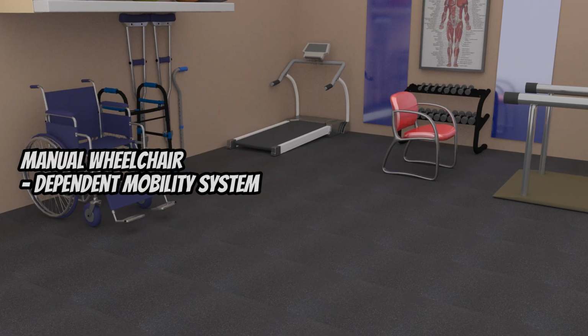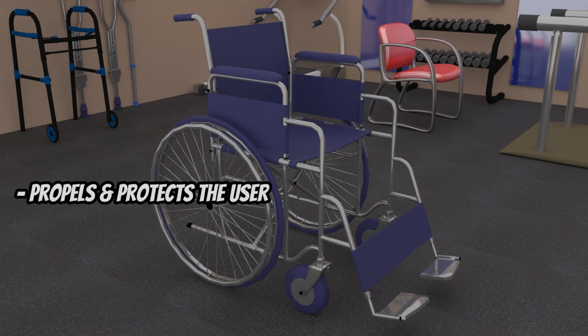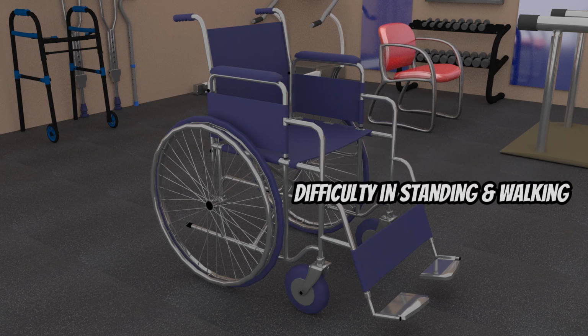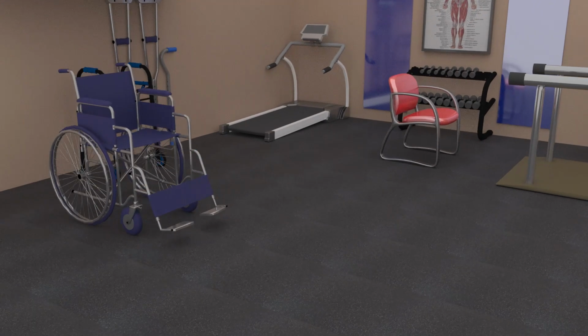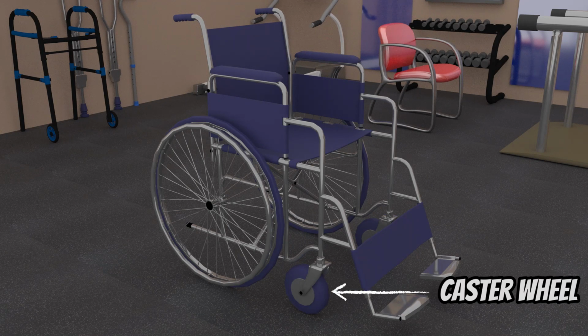A manual wheelchair is a dependent mobility system used to propel and protect the user. From the term dependent mobility system, it means that this device is for individuals who were given non-weight bearing orders by their doctor or who have clear difficulty in standing and walking. Its main parts include the seat, the rear wheel, and the caster wheel.